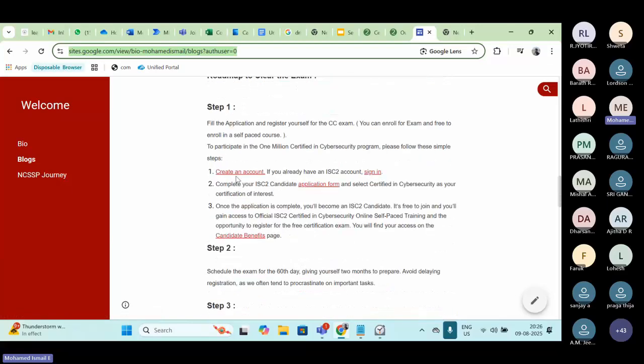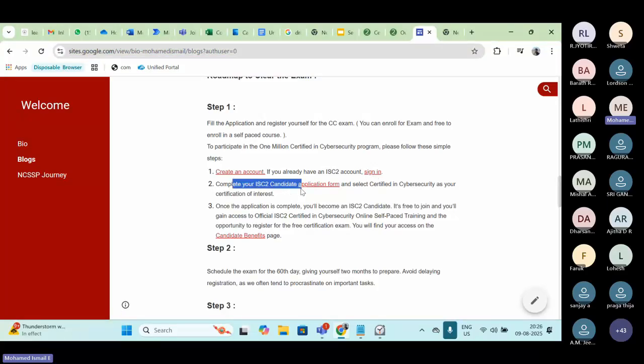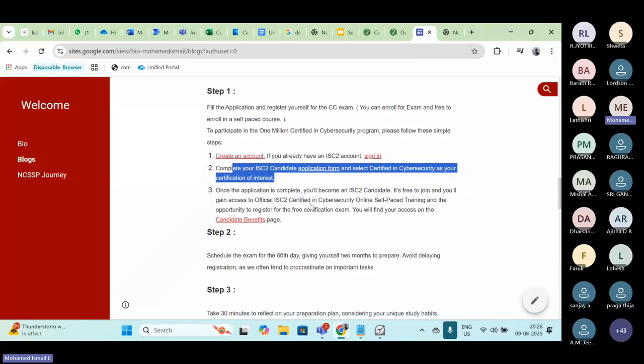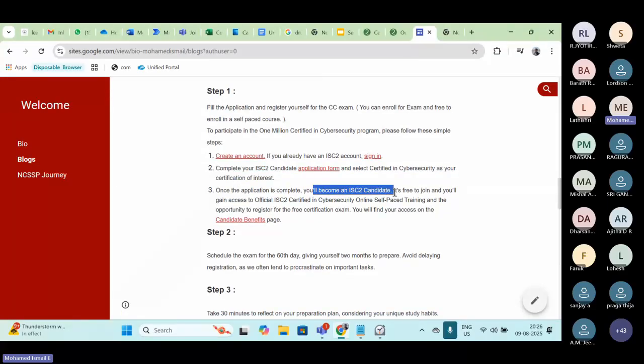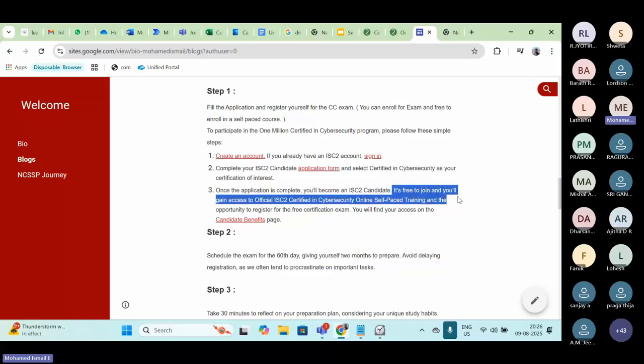Step 1, first you need to create an ISC² account. Then you need to sign into the ISC² account and complete the ISC² candidate profile. You need to fill in your name as per your ID card. Then once the application is complete, you will become an ISC² candidate. Now you need to look for the ISC² CC certification and self-paced training.